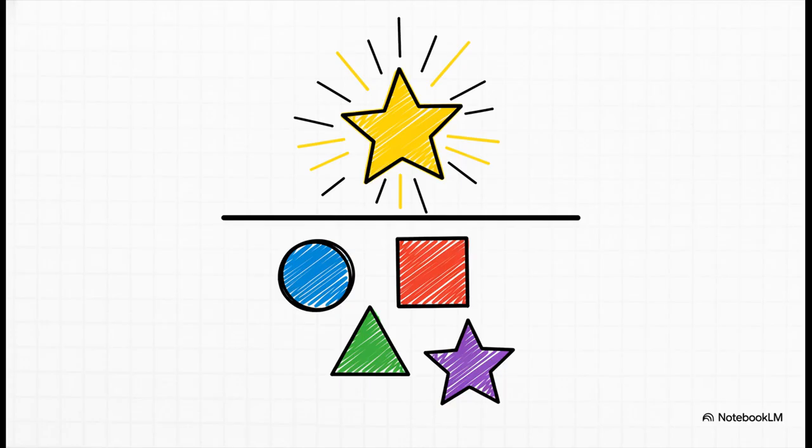To find the probability of any event, you just build a super simple fraction. The numerator on top is your favorable outcomes. That's the specific event you actually want to happen. And then you divide that by the denominator on the bottom, which is every total possible outcome.